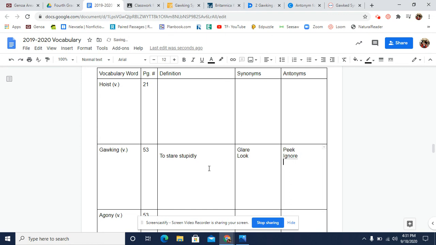So I would like you to try to come up with antonyms, even if they don't have them in the thesaurus. But if you've tried and you just can't, we'll talk about it when you get to school. I don't want you to worry too much about it. We'll talk about it when we get to school and we'll come up with some together if you can't. But I would like you to try.